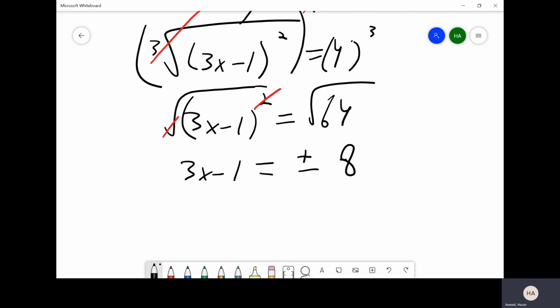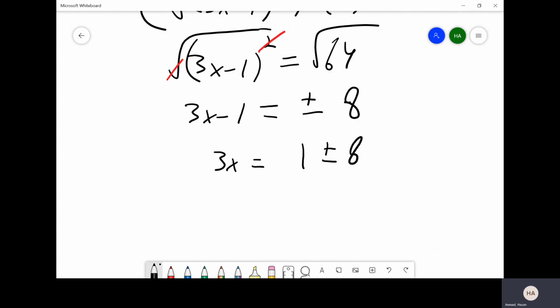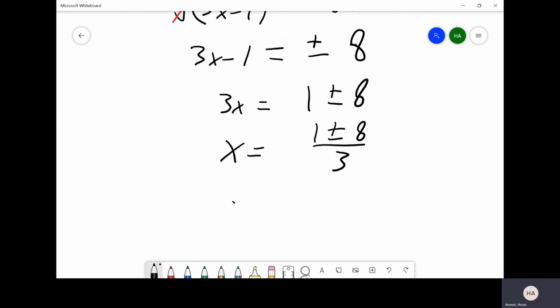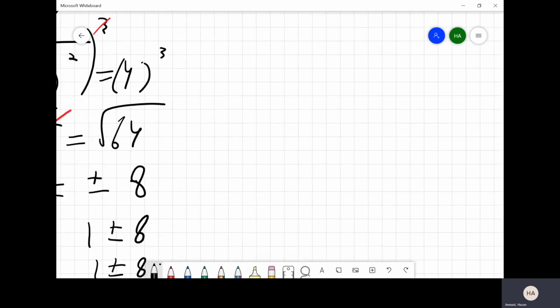And now 3x, we're going to move that 1 over. So 3x is equal to 1 plus or minus 8. And then divide by 3. x is equal to (1 plus or minus 8) all over 3. Great. And we have our solutions, right? And now this would either be x is equal to (1 plus 8), which is 9 over 3, which would give us 3, or (1 minus 8), which is negative 7 over 3. And you can't simplify that anymore, so negative 7/3. Okay, so that was the first way to think about it.